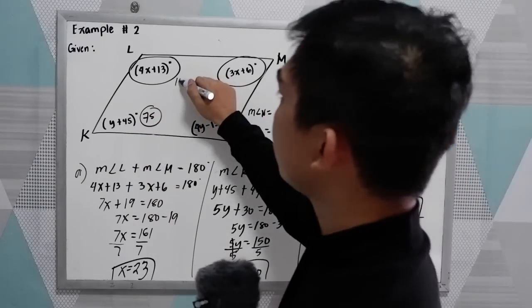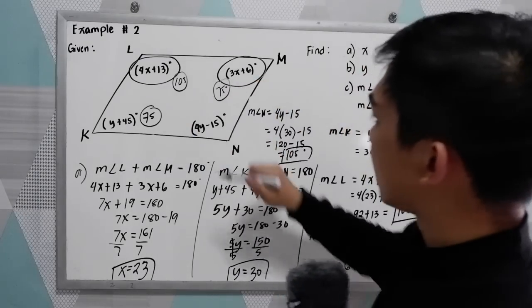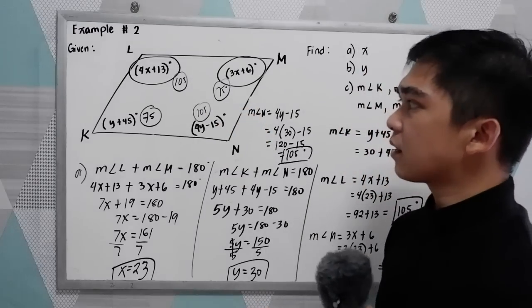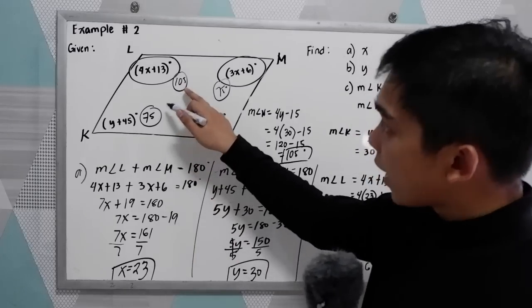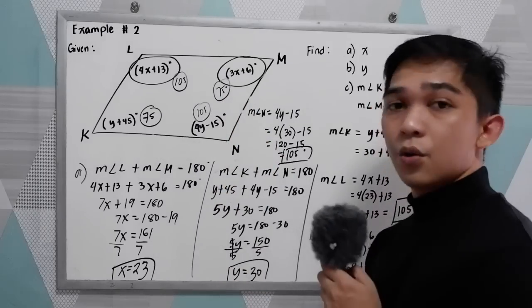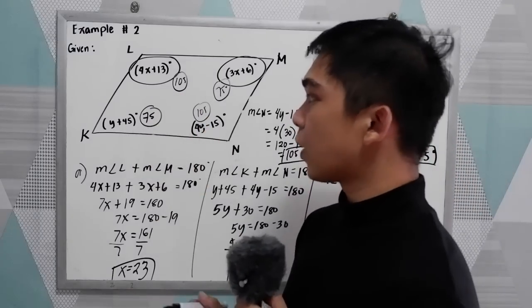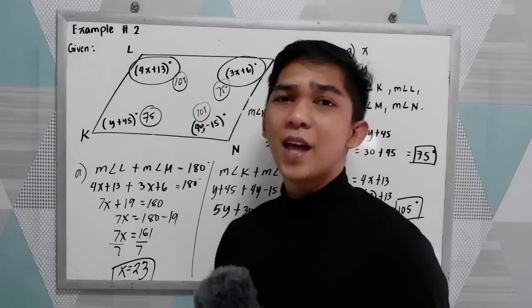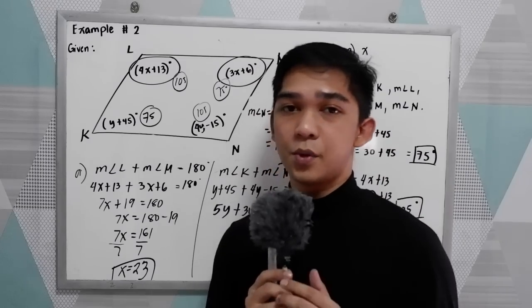Angle L is 105. Angle M is 75. Then angle N is 105. So to check, consecutive angles add up to 180 degrees. So 105 plus 75 is 180. 75 plus 105 is 180. And we can also use property number 2. Opposite angles are equal. So 75 is equal to 75, 105 is equal to 105. So that is property number 3. Consecutive angles of a parallelogram are supplementary.